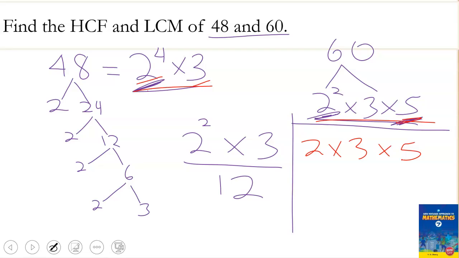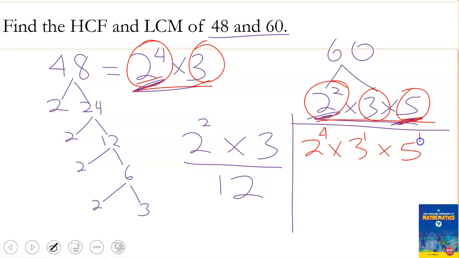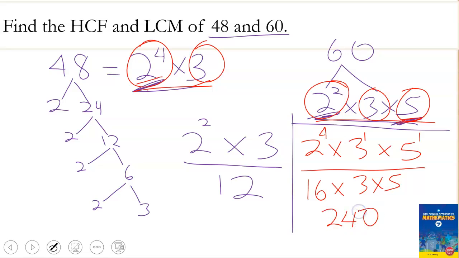Okay, so for the 2, we have 2 here, 2 here, so the highest degree is 4. We have 3 here, 3 here, the highest degree still remains 1, so we keep the 1. We have 5, the highest degree is 1. So when we multiply all this together, we have 16 times 3 times 5, and 16 times 3 times 5 will give us 240.